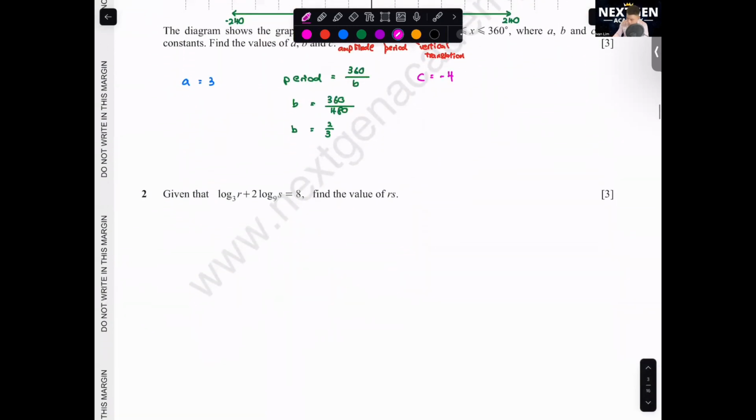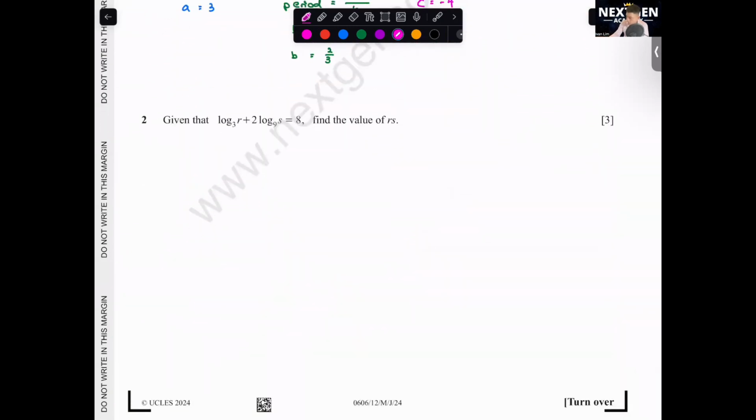Okay, second one. Given that log 3 r plus 2 log 9 s equals 8, find the value of rs. Oh, you forgot to add the negative sign. Oh, okay, then it's wrong already. You have to put -4. Okay, find the value of rs.